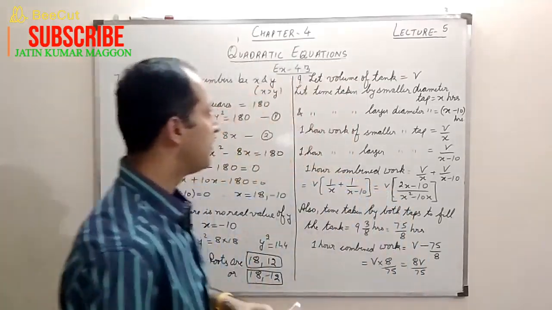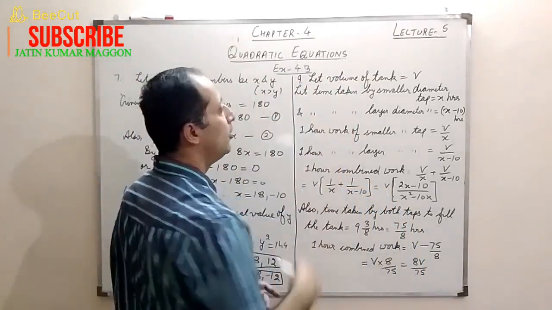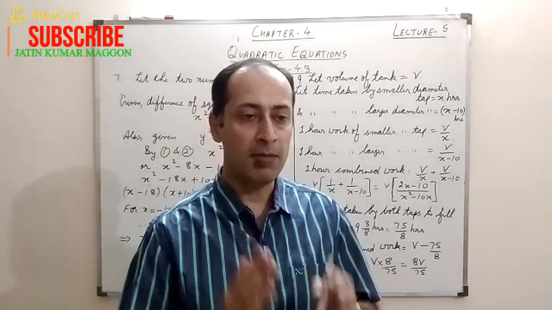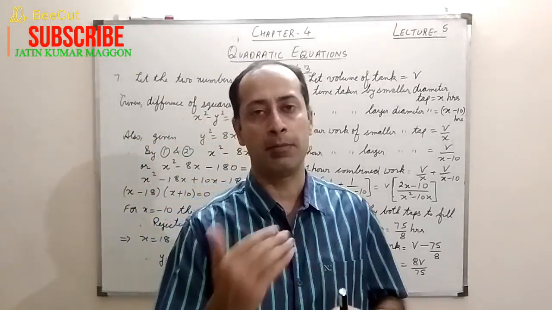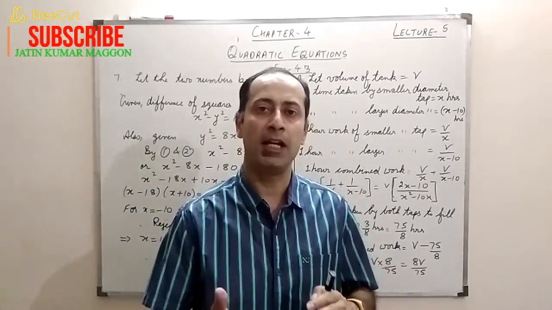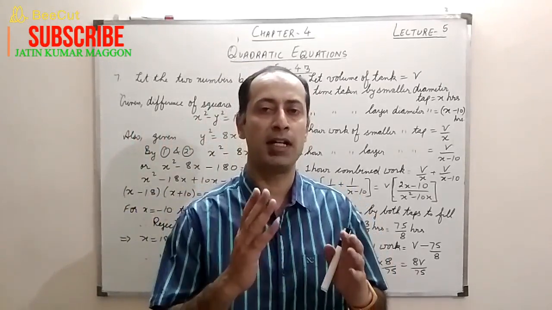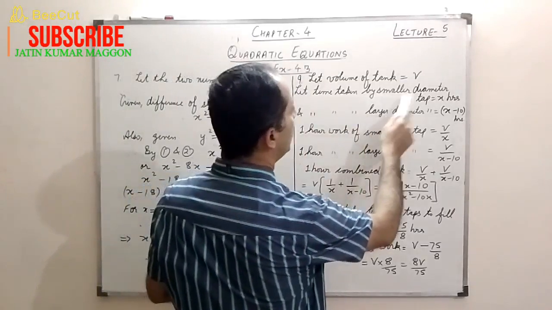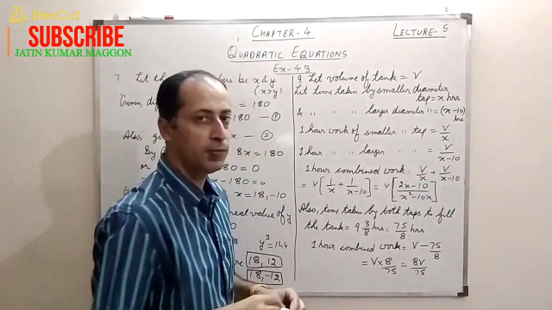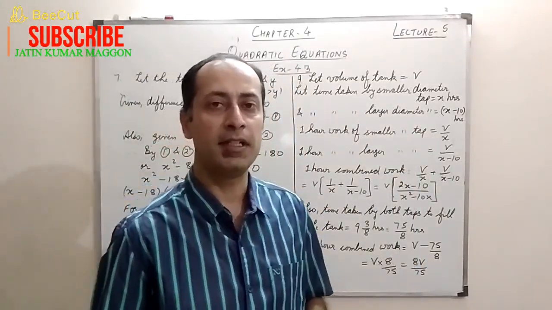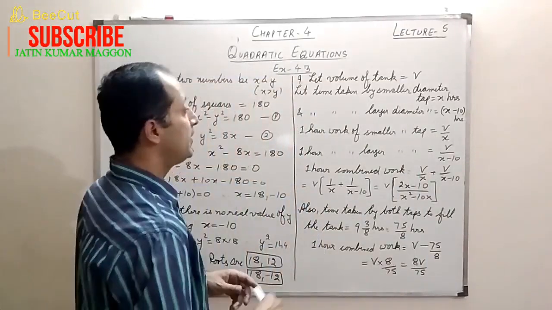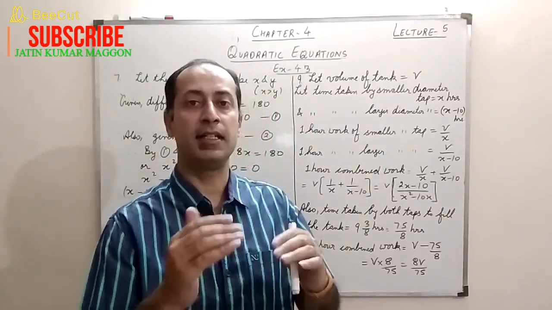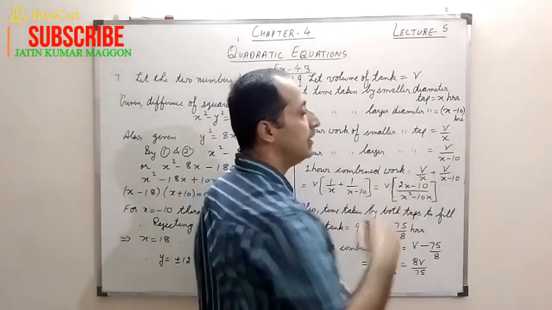So what I have supposed, initial stage, let the volume of the tank be V. This is a question of time and work. Time and work questions are a little bit typical, so you have to be very careful when doing this question. You should write complete statements also, right? So let the time taken by the smaller diameter tap be x hours. So we suppose that the tap with the smaller diameter takes x hours. So obviously the time taken by the larger diameter tap is given as 10 hours less. So it will be x minus 10 hours.